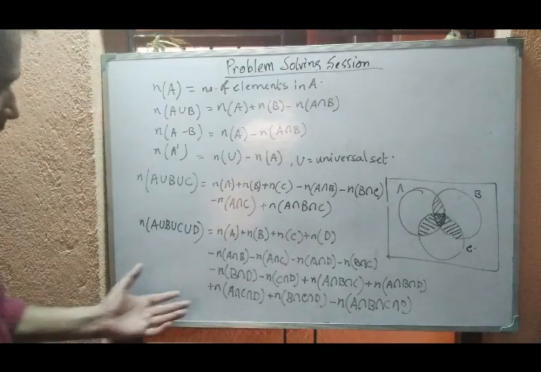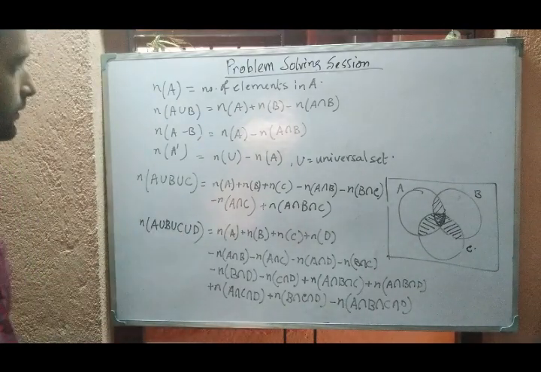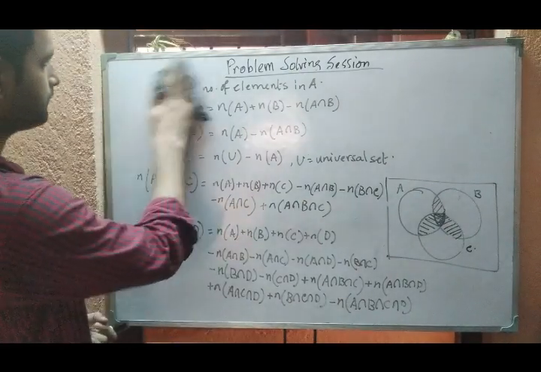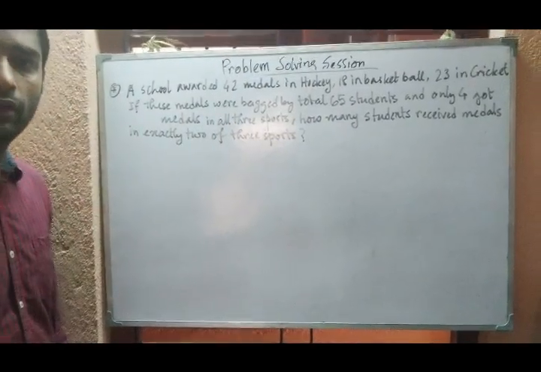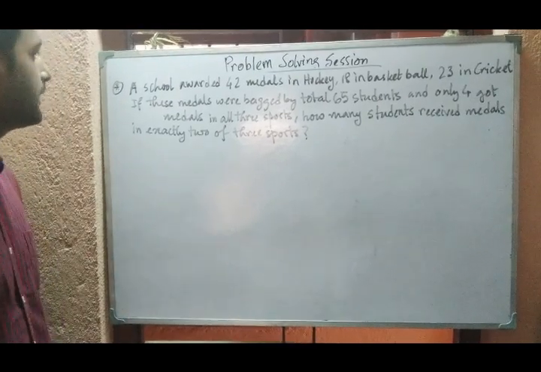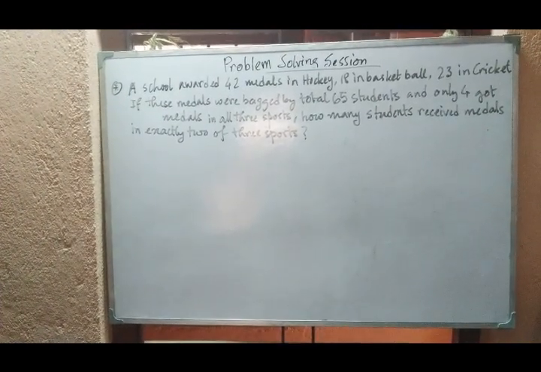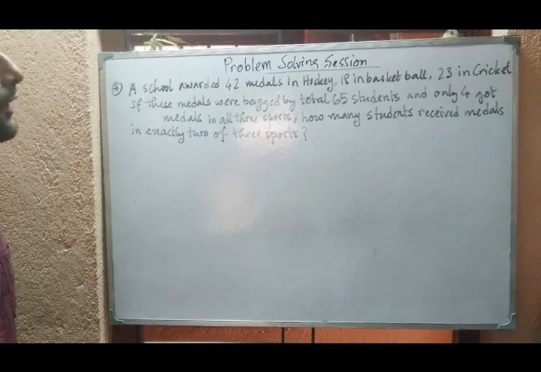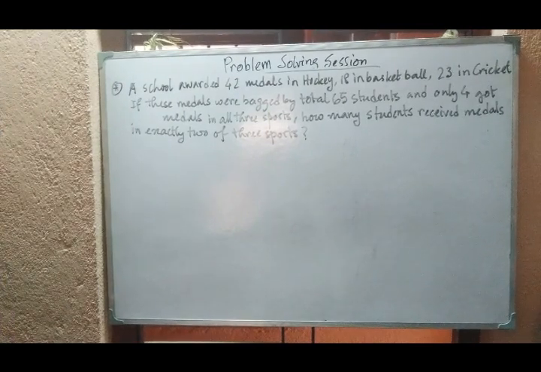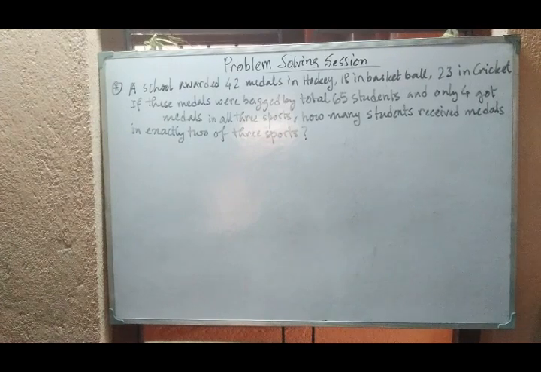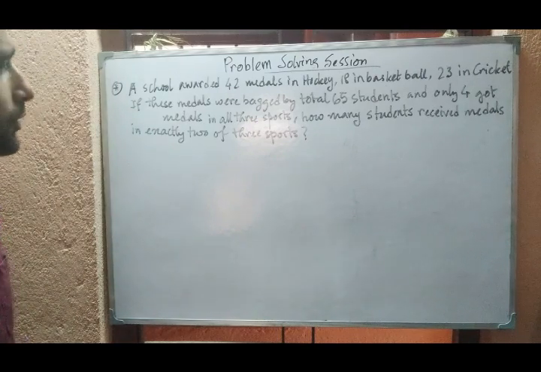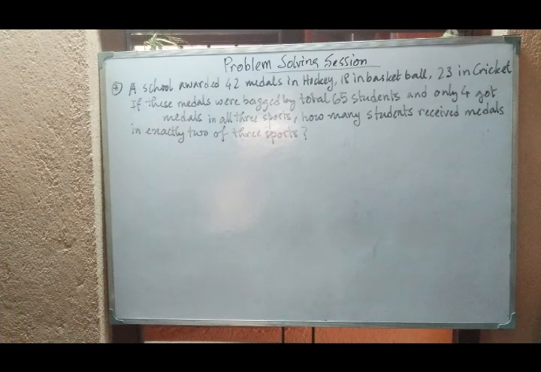Okay. Now we have some problems regarding these formulas. Let us see them. Okay, so this is our problem. It says that a school awarded 42 medals in hockey, 18 in basketball and 23 in cricket. If these medals were bagged by a total of 65 students and only 4 of them got medals in all 3 sports, then how many students received medals in exactly 2 of the 3 games?